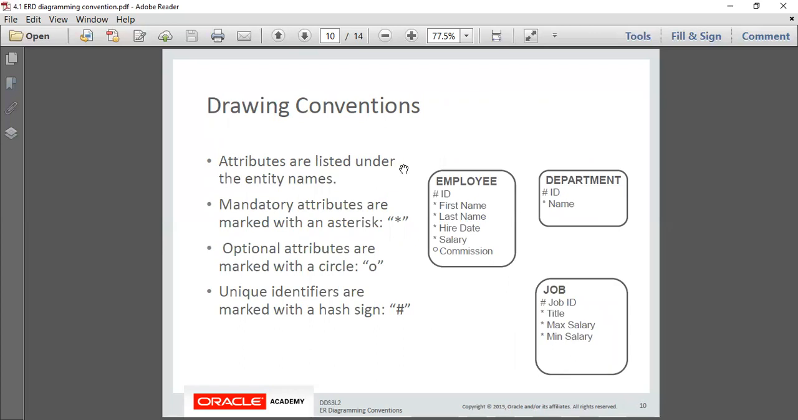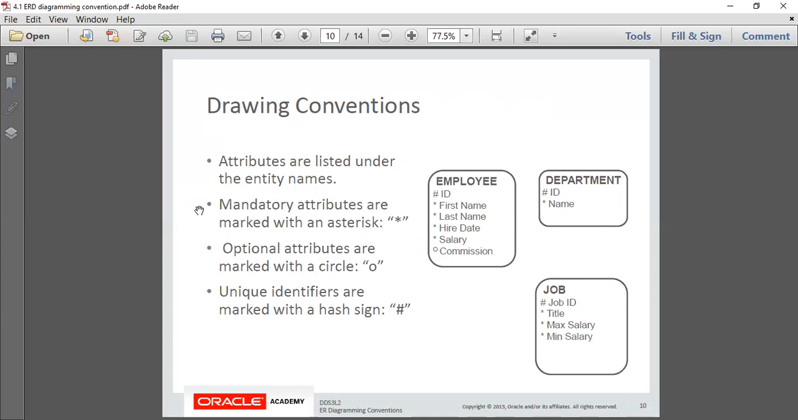Still on the same, attributes are listed under the entity names. We can see that in the three entities. Mandatory attributes are marked with an asterisk. So you can see there is an asterisk before some of the attributes, and those are mandatory attributes. And as we looked at in a previous lesson, mandatory attributes, you must have a value for them.